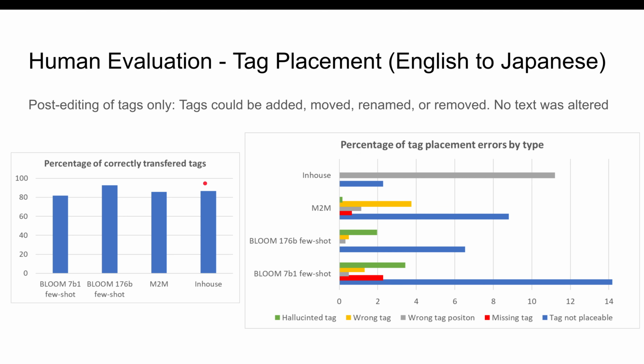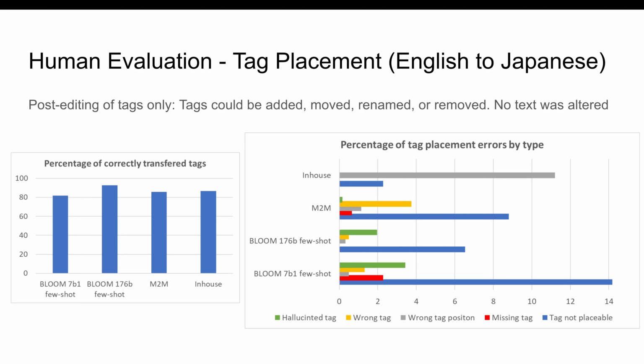If you look at the chart on the left, you can see that the Bloom 176 billion parameter model is able to outperform every other system with an accuracy of 93% for correct tag transfer. It is also interesting to take a look at the errors that occur. You can see in the chart to the right that the most prominent error is that the tag is not placeable at all. This means in the target text, there is no word or expression where the tag should be put around, and this is related to bad translation quality.